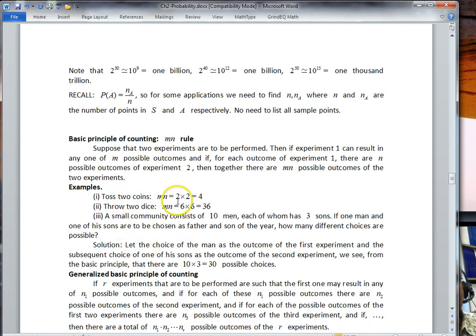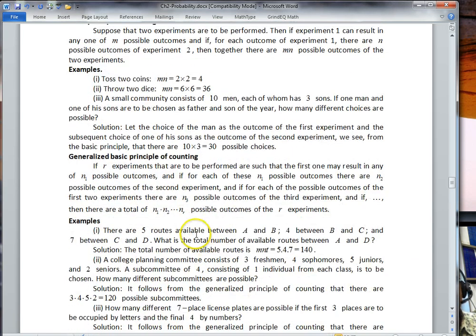If you toss 2 coins, that means m times n, because each coin has 2 possible outcomes, you get 4. You throw 2 dice, it would be 6 times 6 or 36. And a small community has 10 men, each of whom has 3 sons. If one man and one of his sons are to be chosen as father and son of the year, how many different choices are possible? Picking a man would be the MN rule, m would be 10, and one of his sons, there will be 3 of them, that will be 10 times 3 or 30 possible outcomes.